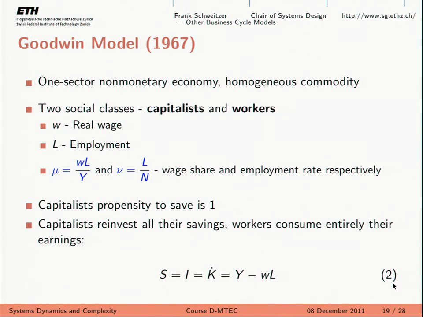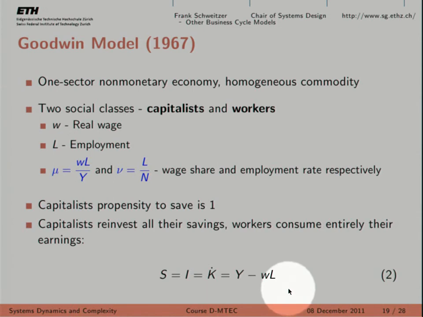And then if you express it, basically the investment of capitalists would be their earnings minus the amount they pay to workers. And that would be what is left for investment. So that's what they invest. So basically this is an equation linking K dot with output and W and L.